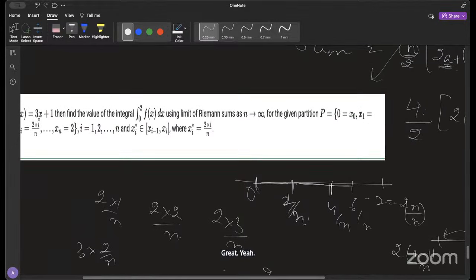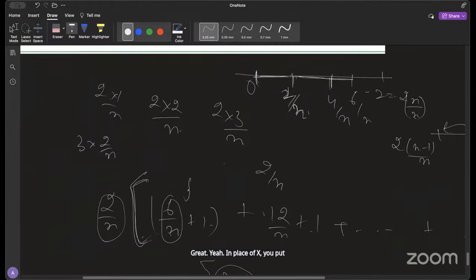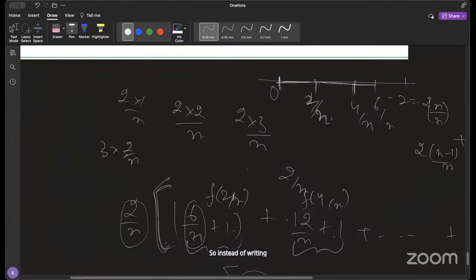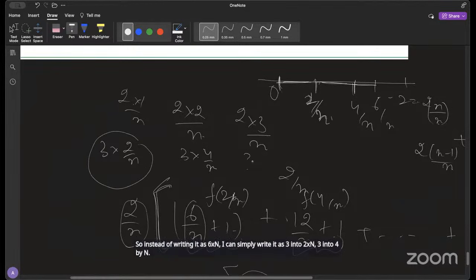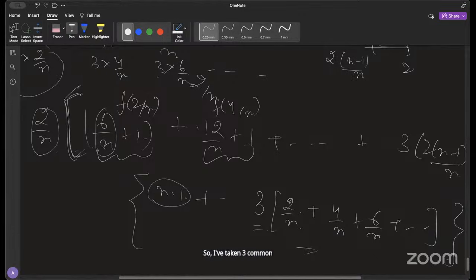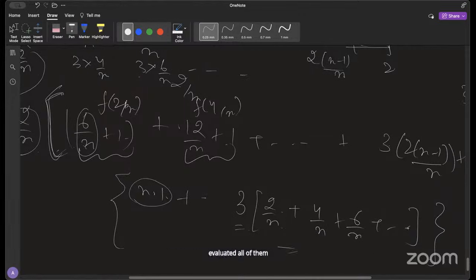Here, in place of x, you put 2 by n. This is f of 2 by n. This is f of 4 by n. This entire thing is f of 2 by n, right? So instead of writing it as 6 by n, I can simply write it as 3 into 2 by n, 3 into 4 by n, 3 into 6 by n, and so on, right? So I've taken 3 common, and the rest I've done 2 by n, 4 by n, 6 by n. I've added all of them, and in the end, you'll have 2n by n.